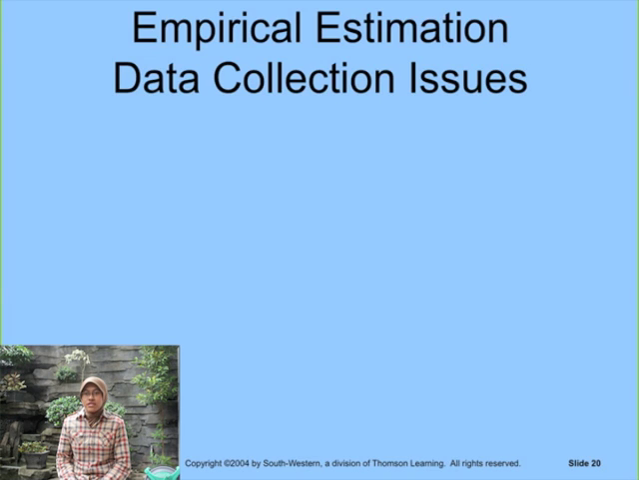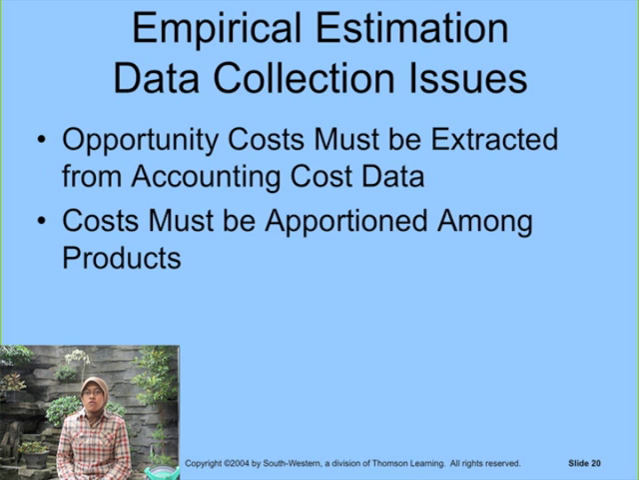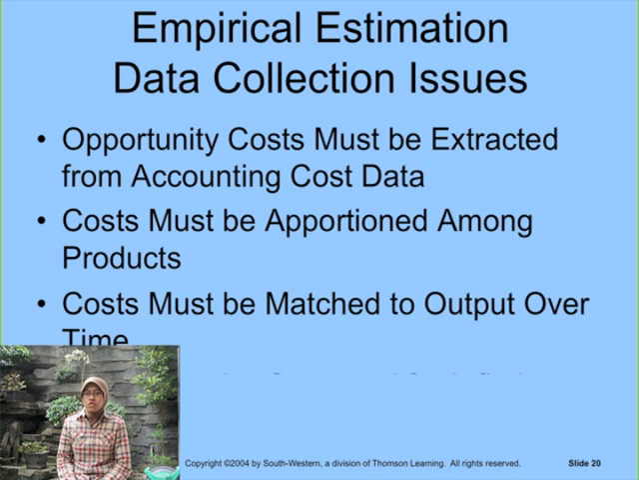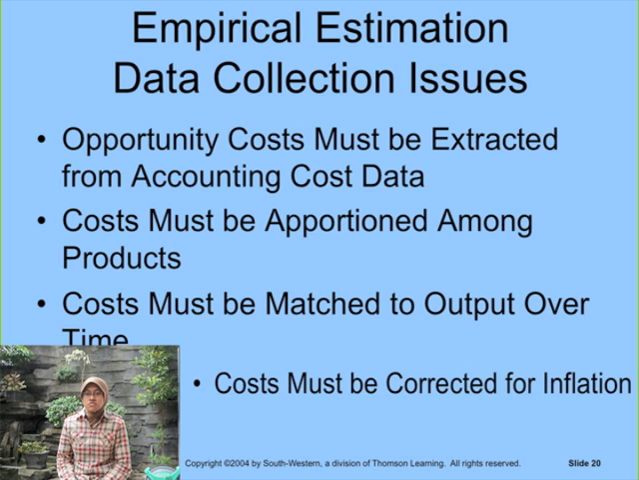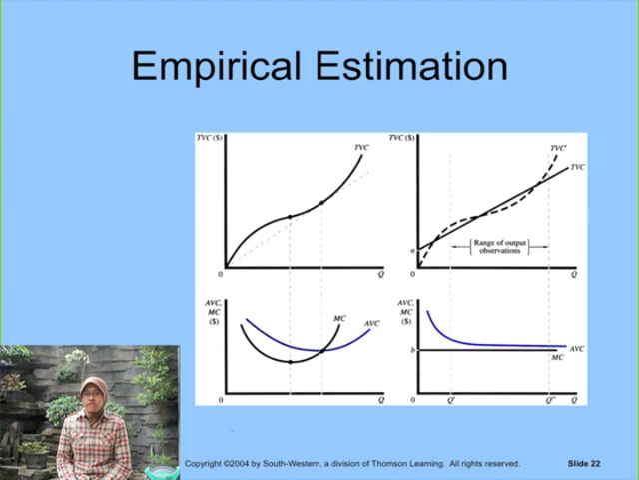Now we move on to empirical estimation of cost function. There are several fundamental problems that arise, such as opportunity costs must be extracted from accounting cost data, costs must be apportioned among products, costs must be matched to output over time, and costs must be corrected for inflation. These are the formulas of the functional form for short-run cost functions, theoretical form, and linear approximation. And these are the graphs of theoretical form and linear approximation.